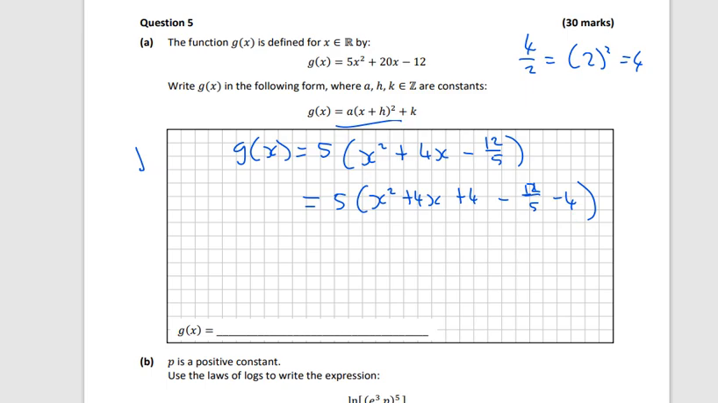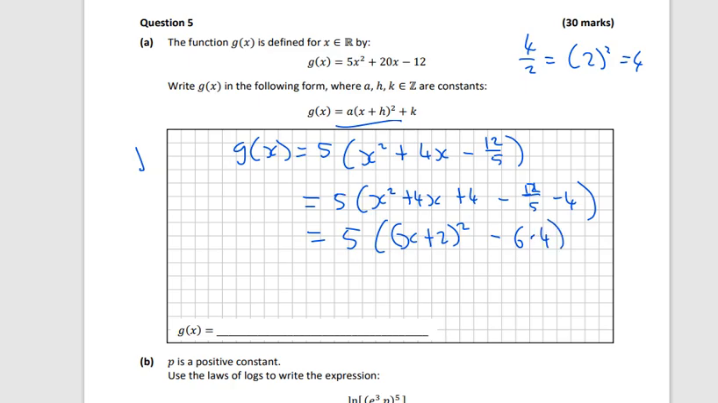Then the first bit will turn into a perfect square. It'll be 5, so it'll be x plus 2, all squared. And then minus 12 over 5 minus 4. You just have to combine those two things on the calculator. And that is, so it's minus 6.4.